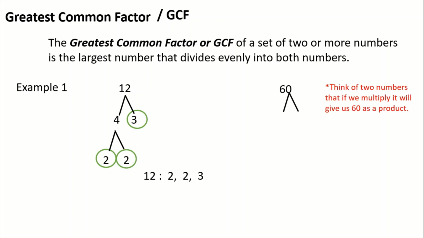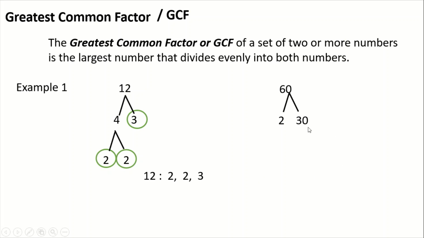60 naman, okay? So, mag-isip tayo ng dalawang factors ni 60 or dalawang number na kapag i-multiply natin, ang sagot niya ay 60. So, we have 2 times 30. Pwede ring 10 times 6. Okay lang din yun. As long as, kaya na sinabi ko, kapag naka-composite number pa siya, kailangan pa natin siyang i-factor hanggang sa umabot tayo sa prime number. Okay? So, si 2, prime number na siya. Since si 30, naka-composite number pa siya, so i-factor pa natin.